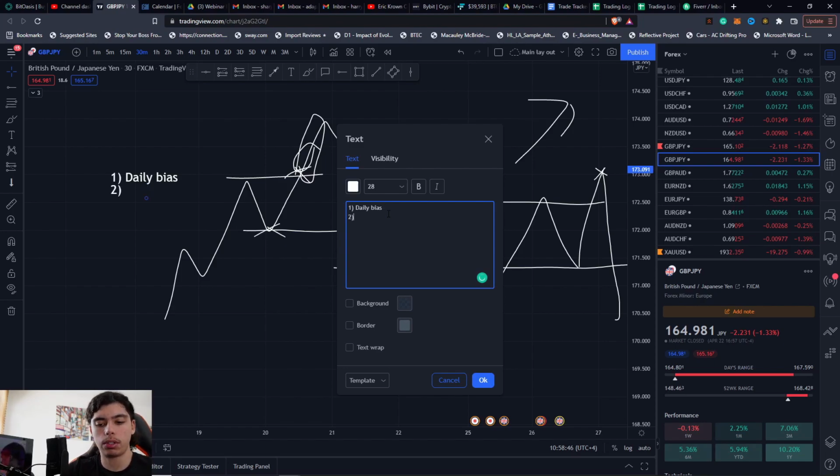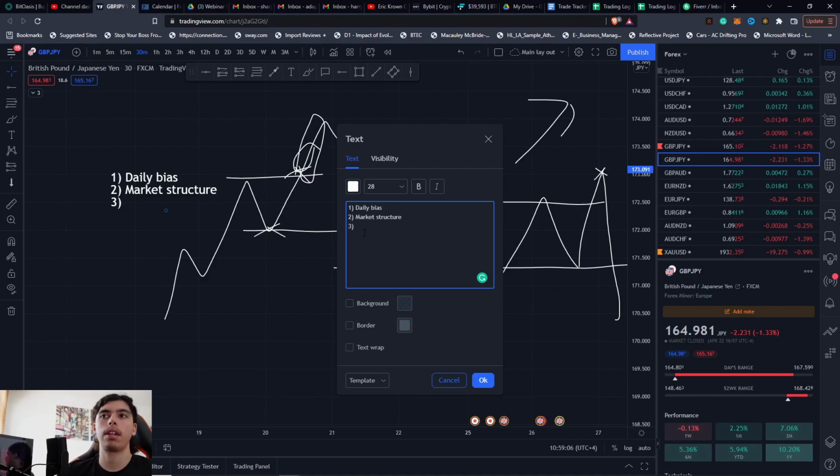Number 2 is going to be market structure. So let's say you're trading London session, right? If you're trading London session, when you come to the chart, is the market structure bullish or bearish? So that's very important to know. And we're going to explain why this is important for breakouts and stuff like that.